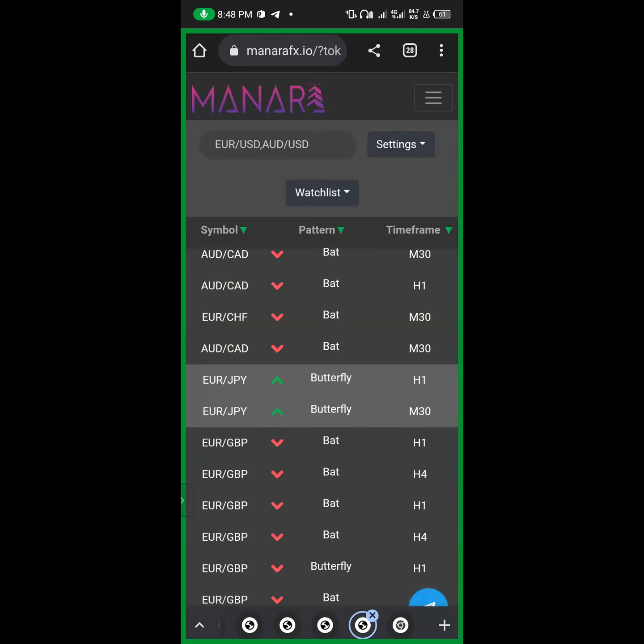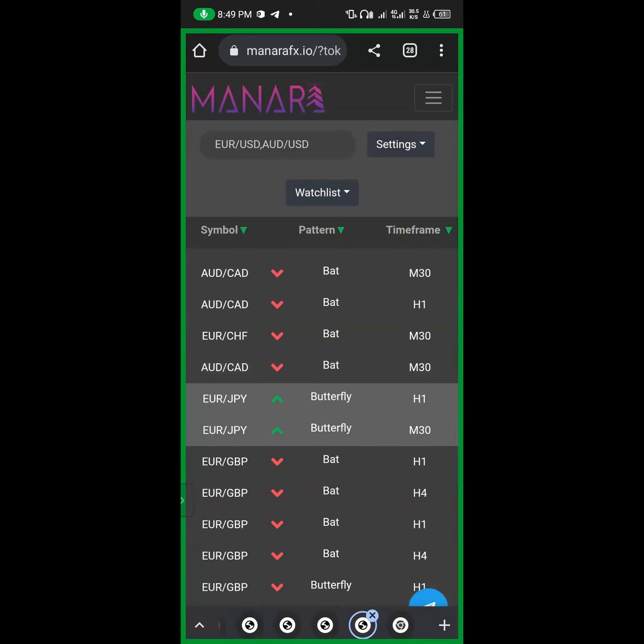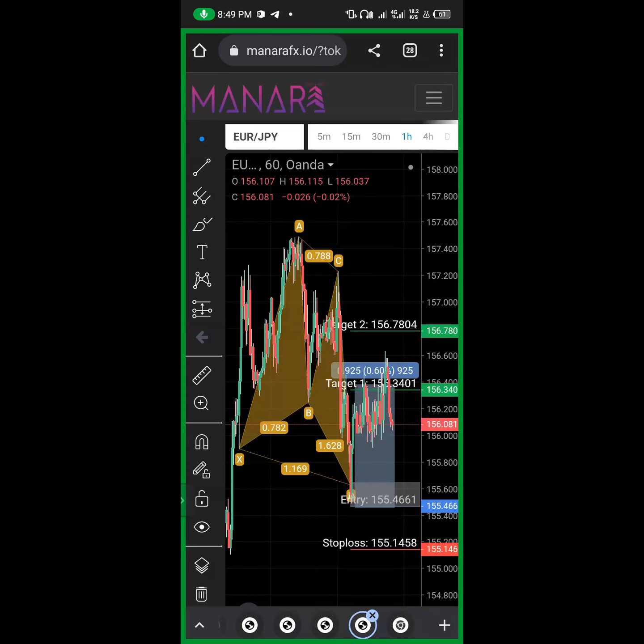Euro JPY, and it's indicating what? A buy. Remember, whenever you see the green arrow pointing upward, it is a buy. And it's also telling you the pattern. The pattern is butterfly, and then H1, which is 1R, as we all know, right? So now I click on this. My job is simple. Remember, this trade idea will be sent to your Telegram.